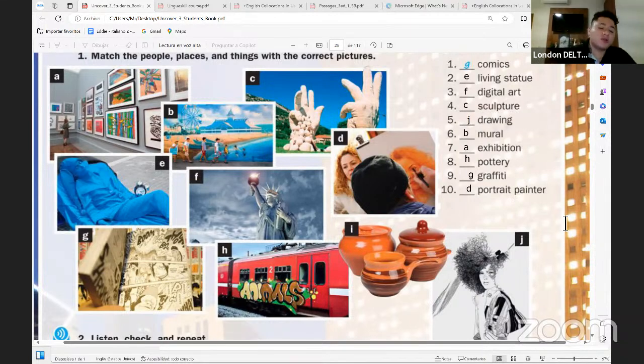Okay. Very well. So we're going to learn this vocabulary a little bit more in depth. And for our next class, we have a lot of things to see, a lot of vocabulary. We'll be discussing vocabulary to talk about art, also some grammar with gerunds and infinitives.